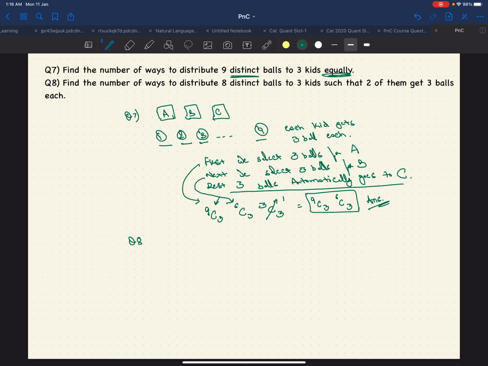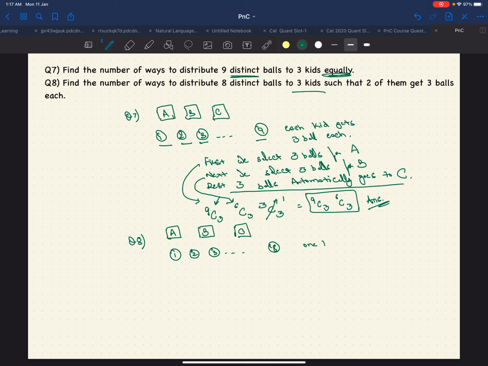Okay, looking at the next question, question 8. Find the number of ways to distribute 8 identical balls to 3 kids such that 2 of them get 3 balls each. So here, once again, we have 3 kids and we have 8 balls. So the thing here is the balls are not identical to each other. So let's number them. And we have 8 balls.